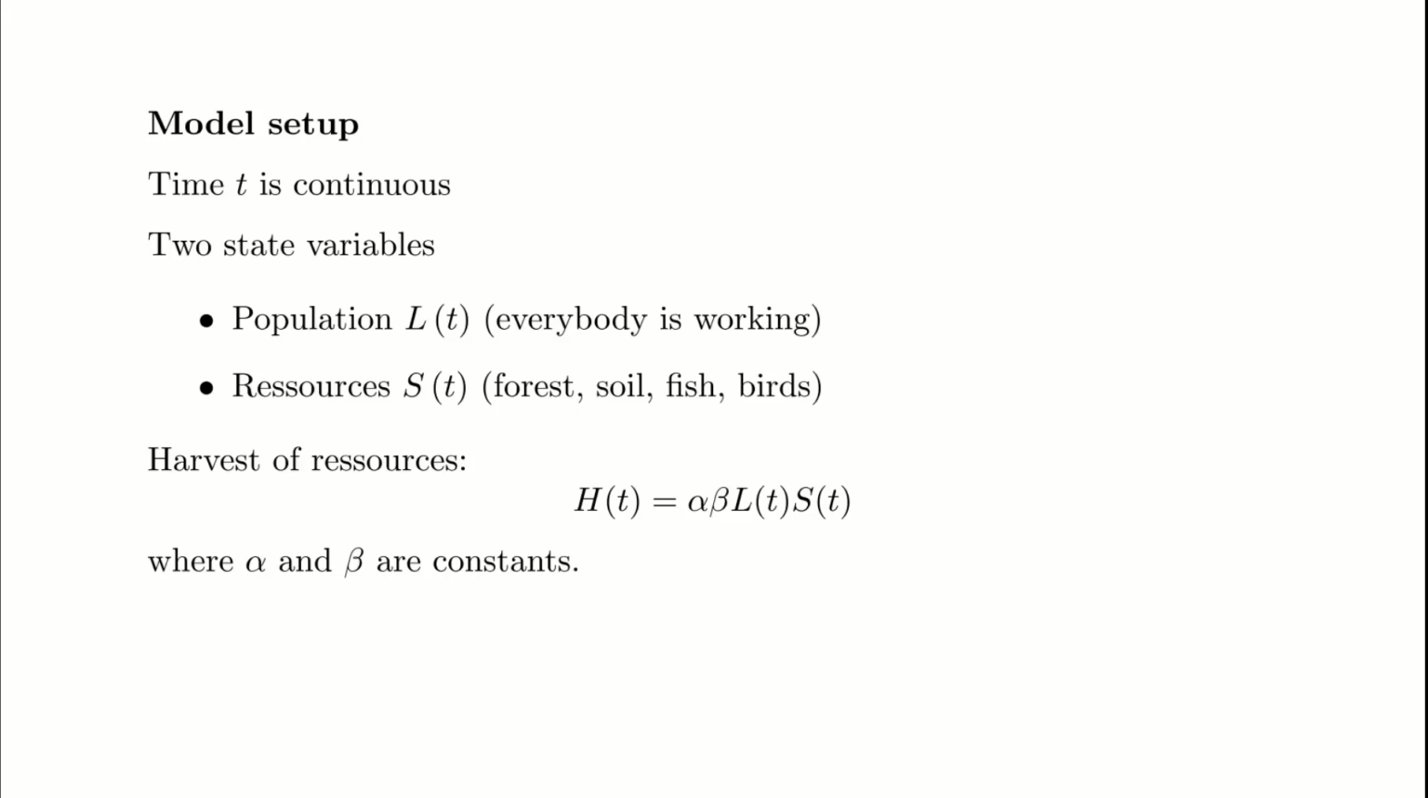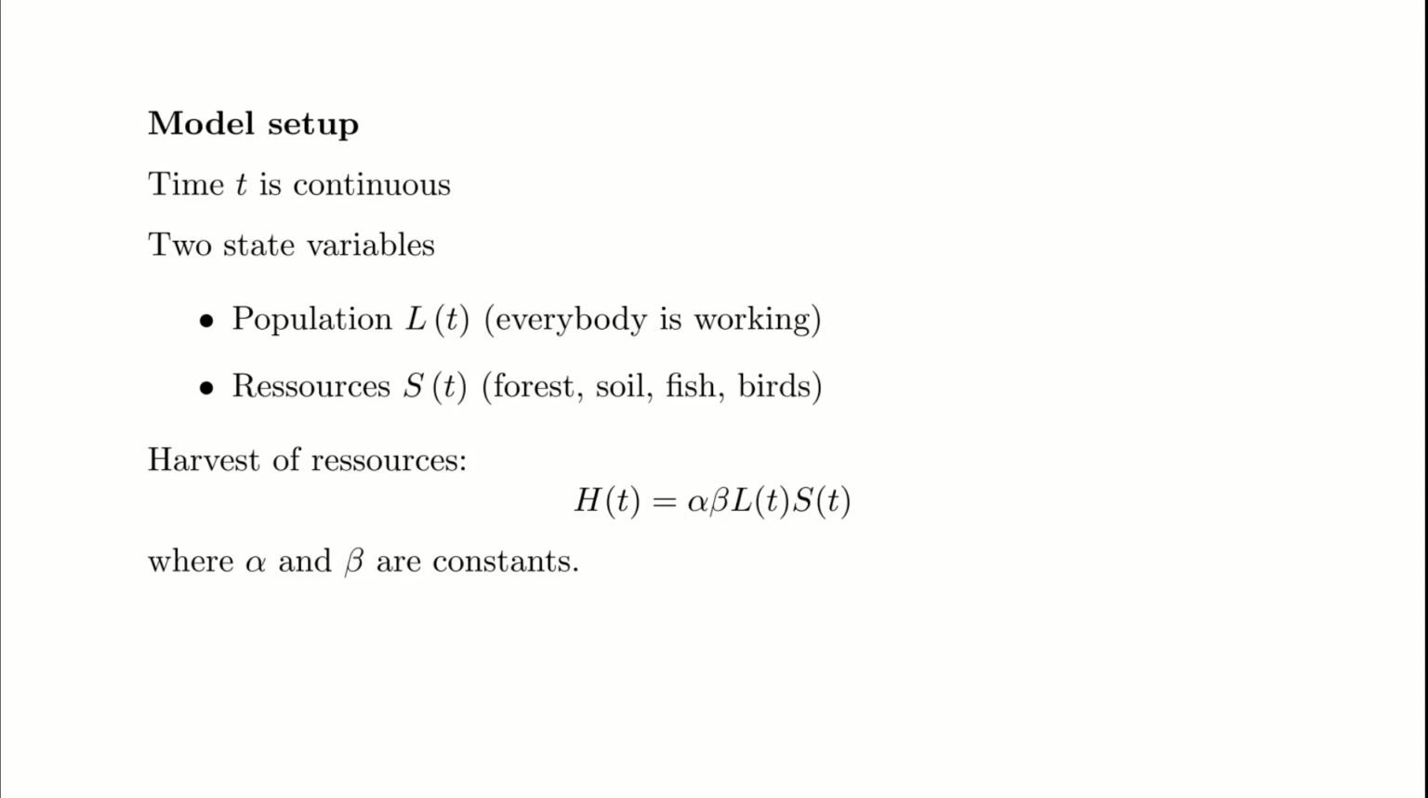In this short video, I will explain how we derive the harvesting function in the Easter Island model. As a quick reminder, time is continuous and there are two stocks in the model, the population and the resources. We assume that everybody is working, but they may not be all working in the harvesting sector.